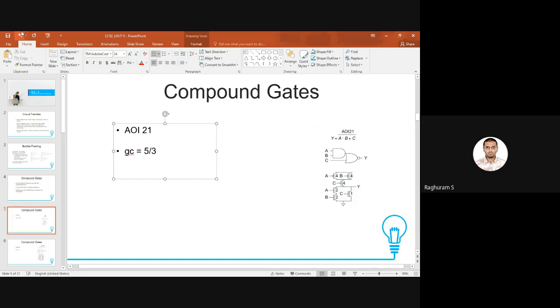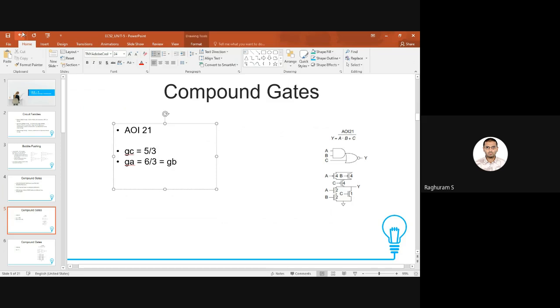Okay, why 5 by 3? Because the equivalent inverter is 2 and 1, 3. But GA is not 5 by 3 because the input A is connected to one PMOS of size 4, one NMOS of size 2. So GA is 6 by 3, and similarly this is also equal to GB, and that is where the compound gates are slightly different compared to static CMOS gates. And NAND gates, since they are usually connected to one PMOS and one NMOS and all the circuits are a little simpler, you will have only one number for logical effort.